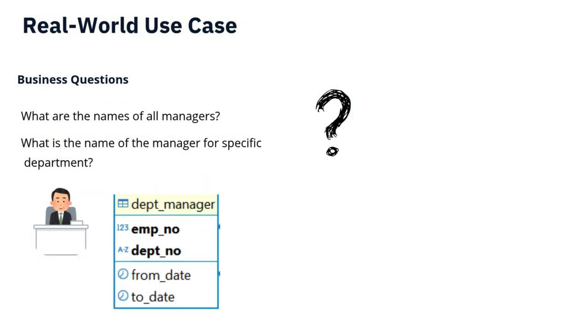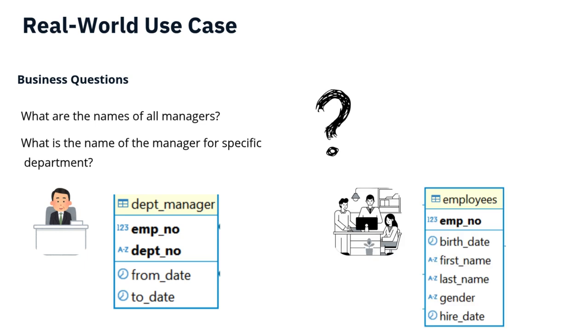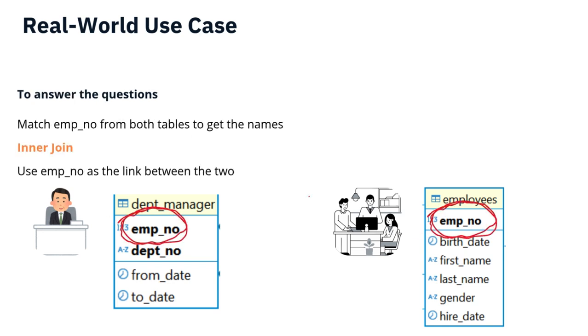Let's start with the first one. We are working with two tables: department manager, which contains only employee number, department number, and dates, and employees, which contains employee number, names, and other details. Here is the situation. The department manager table has employee number but no names. To get the names, we need to match those employee numbers with the ones in the employees table. We do that by matching the employee number column, which is present in both tables.